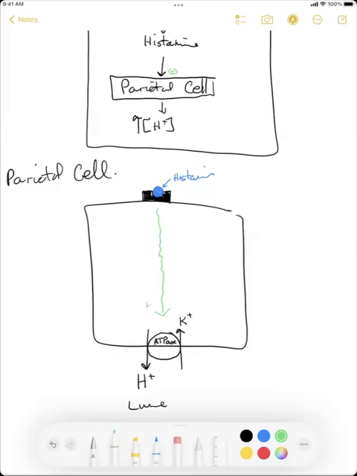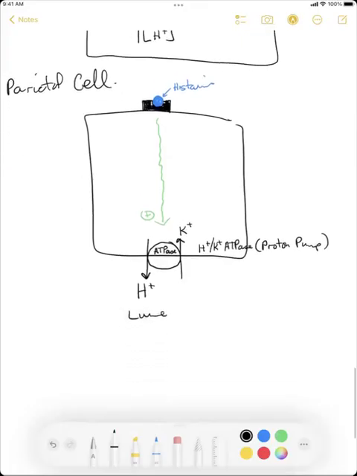But this histamine is going to stimulate this pump. We call it the H plus K plus ATPase. This is an H plus. Sometimes it's just called a proton pump. And we can actually target either the histamine side of things or the proton pump side of things.